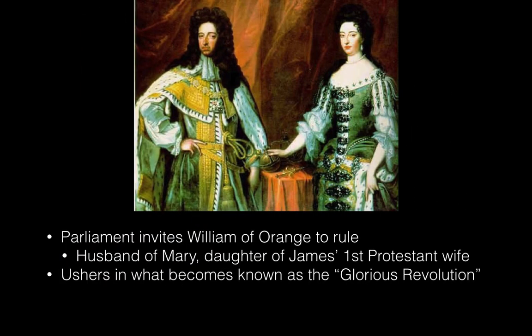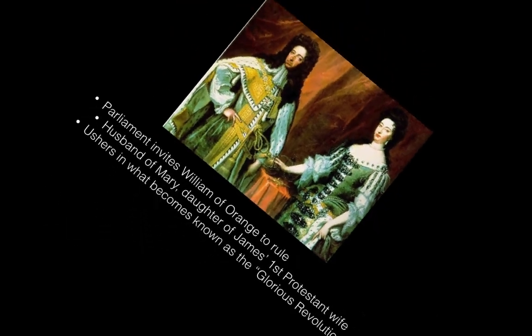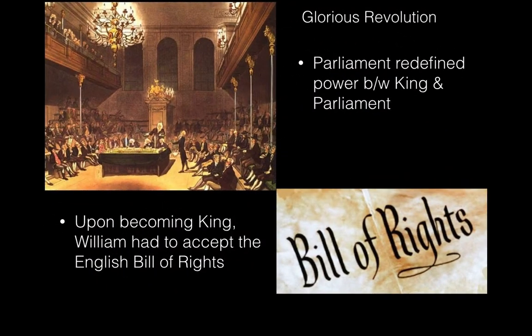So what does Parliament do? Parliament rebels, and they invite William of Orange, the husband of Mary, James's daughter by his first, Protestant wife. Now, William had been a champion of the Protestant cause in Europe, and it ushers in what becomes known as the Glorious Revolution. Basically, what the Glorious Revolution is: Parliament redefined power between the king and Parliament.